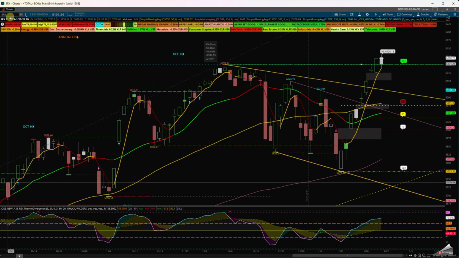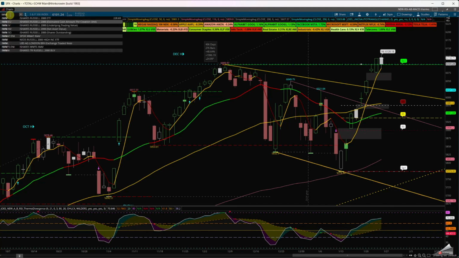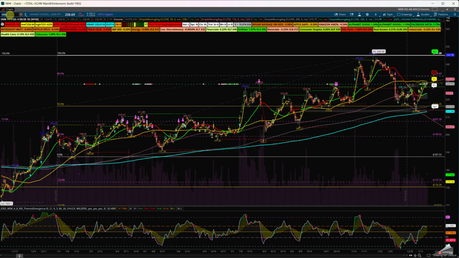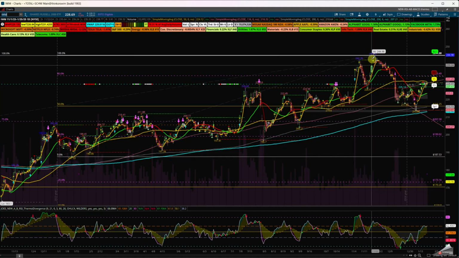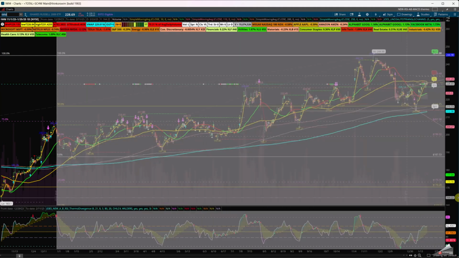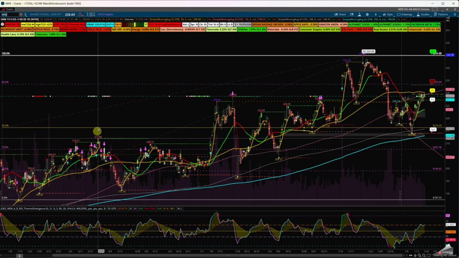I want to show you the small cap and mid, and I'll finish up doing the measured move. I'm going to show you the IWM, which is the Russell 2000 ETF. This is the low for the year. This is the high for the year. And you can see that we are range bound.